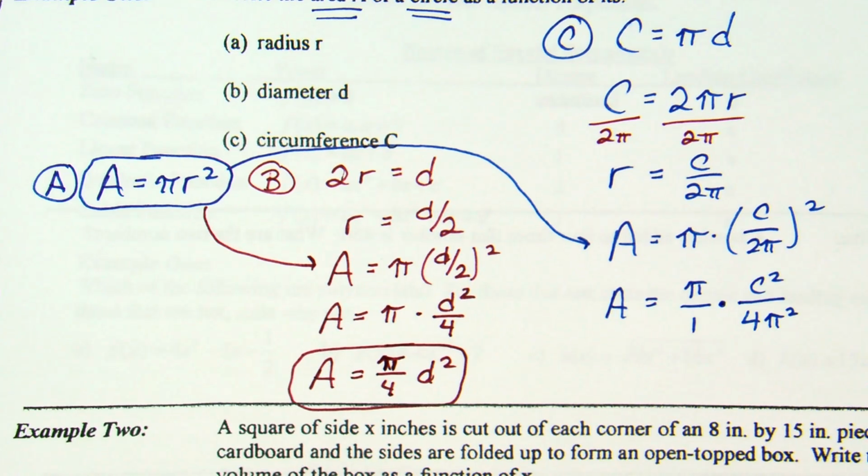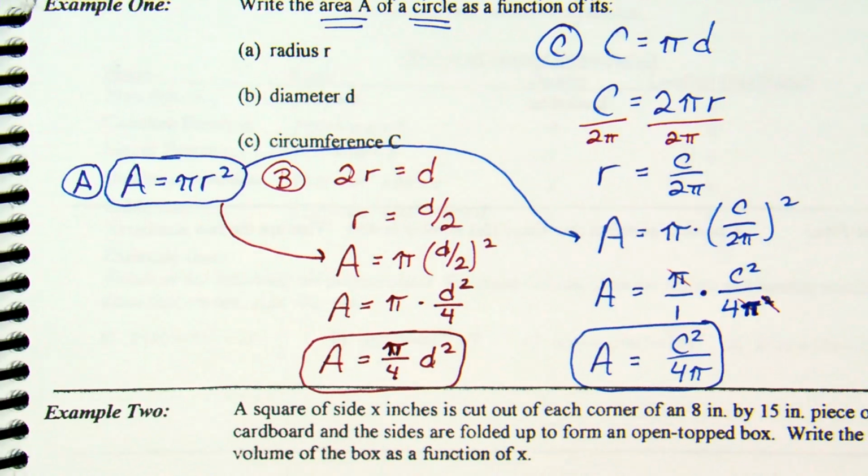A square of side x inches is cut out of each corner of an 8-inch by 15-inch piece of cardboard, and these sides are folded up to form an open-topped box. Write the volume of the box as a function of x. Well, every year I keep thinking, oh, I should cut out an example here. And I never think to do it ahead of time until I get to this point. And then it's kind of too late. 8-inch by 15-inch piece of cardboard. I can draw a rectangle.